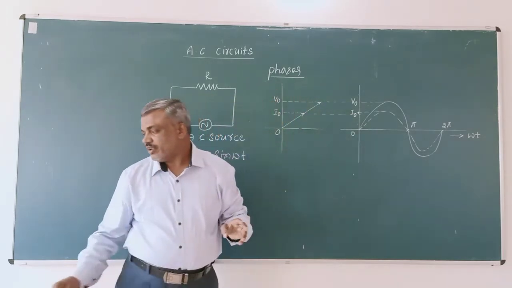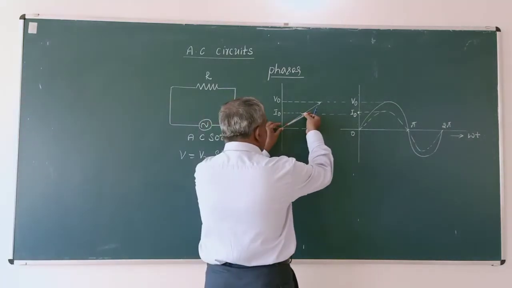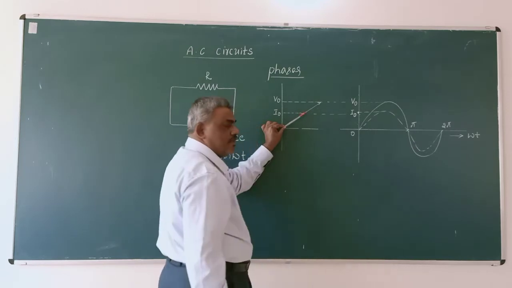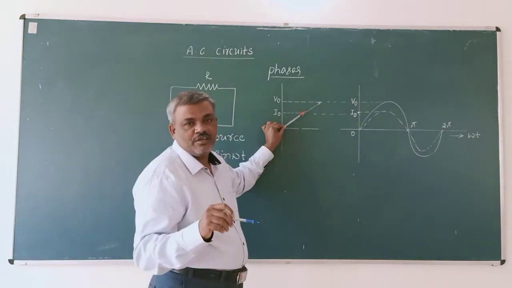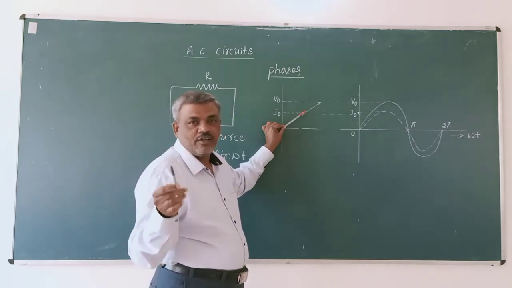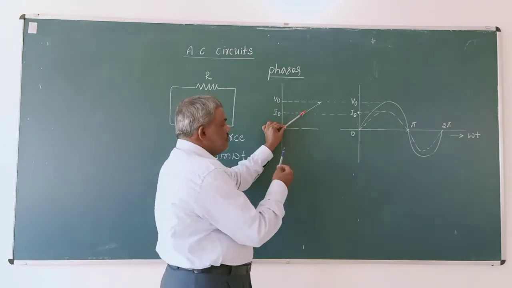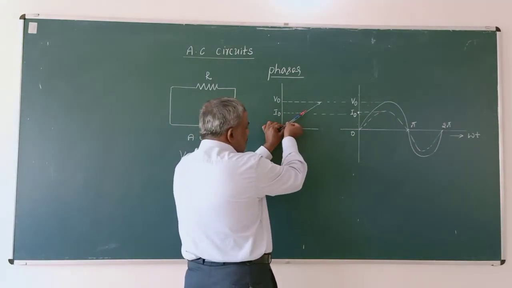Now, for example, the voltage line and the current line. This is the voltage line. The alternating current passes through the resistor. In that resistor circuit, what happened? The voltage and current lines: this red line is the voltage, and this blue line is the current.